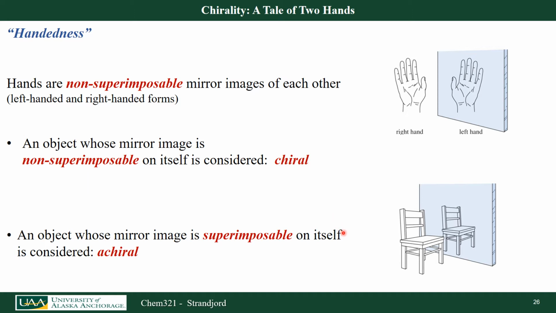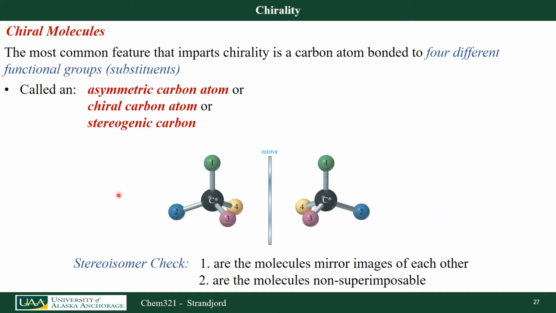If we have objects that are mirror images but they are superimposable, for example, a chair here, if I look at its mirror image, I could slide this chair right into this chair. They would superimpose right into each other. We call those achiral. So we can have the same thing with molecules.